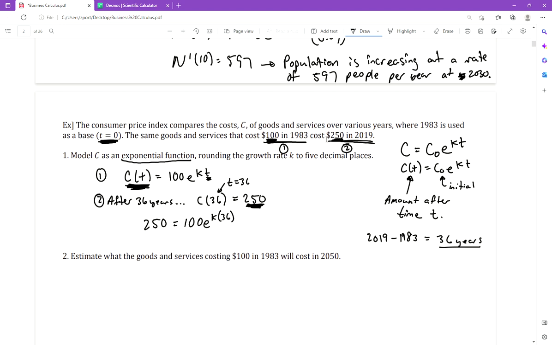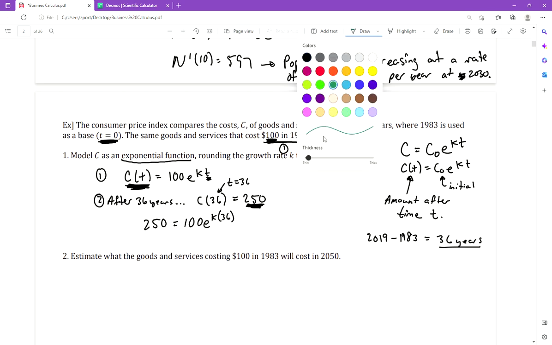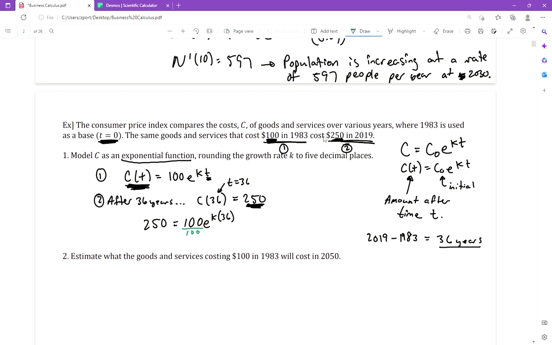The first thing we would do to solve for k is divide by this 100. So now we're solving for k.